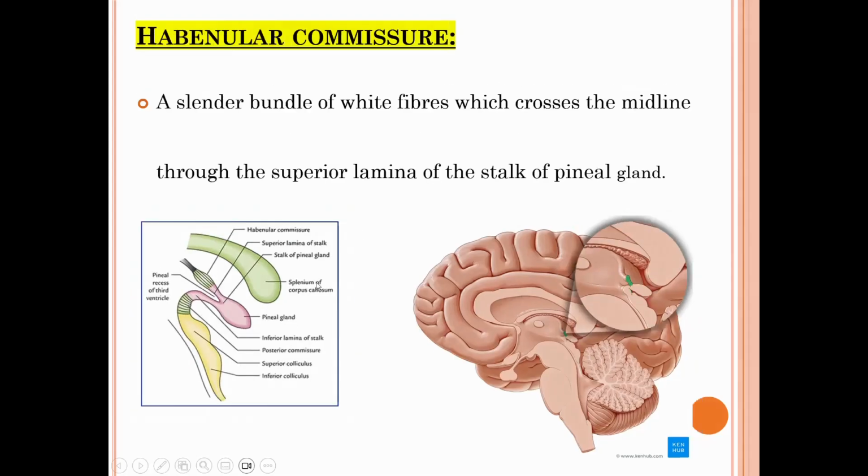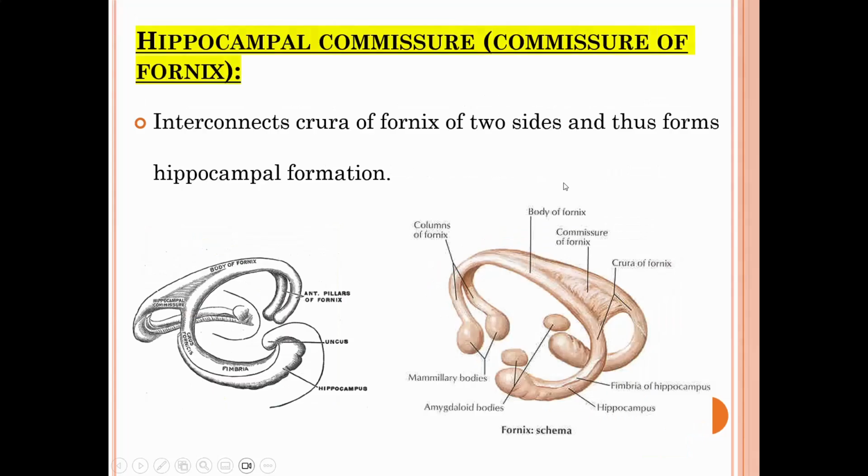Then there is habenular commissure. Here you can see again, this is pineal gland, this is stalk of pineal gland, and this is superior lamina. It is a slender white bundle of fibers which crosses the midline through the superior lamina of the stalk of pineal gland. Then there is hippocampal commissure.